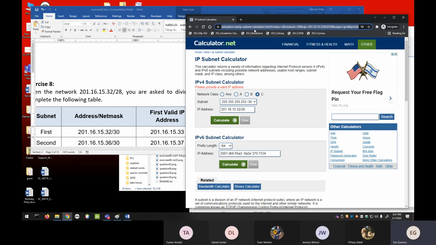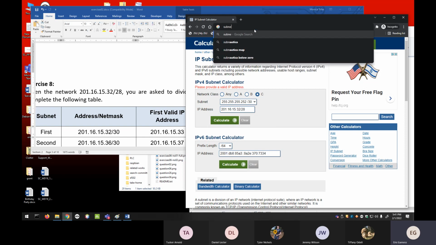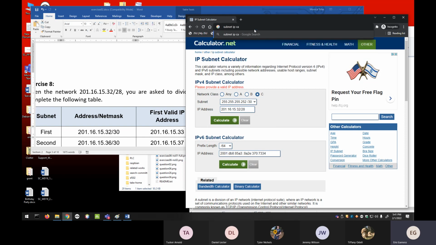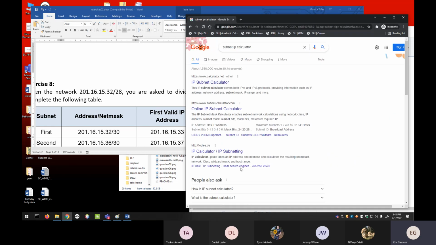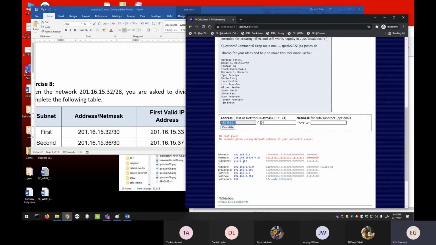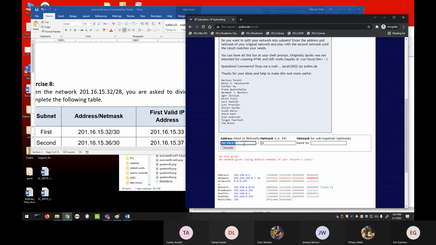Okay, let's go to another subnet IP calculator. Let's try this one to see. So this one, look at how it works. It's a little better. I like this one more.